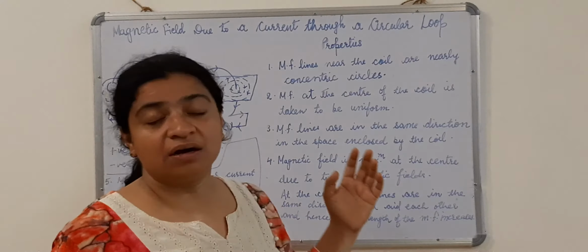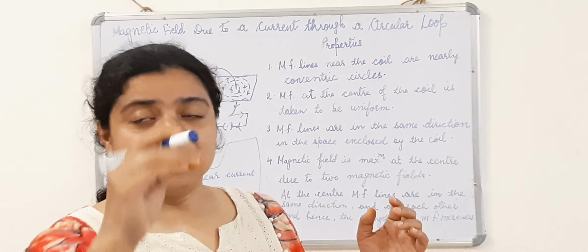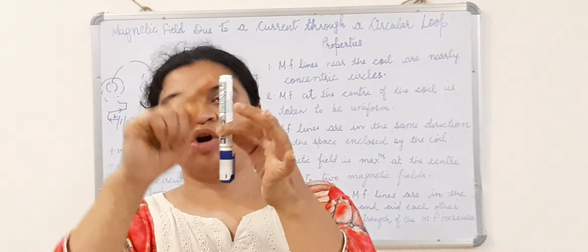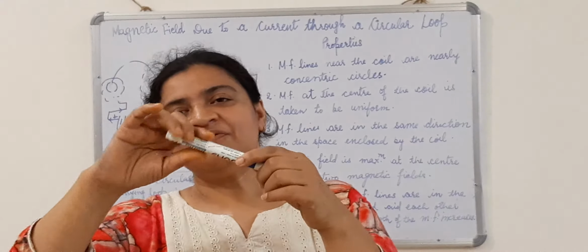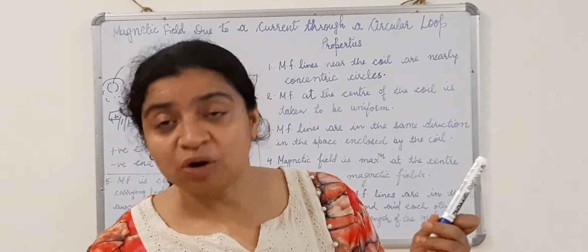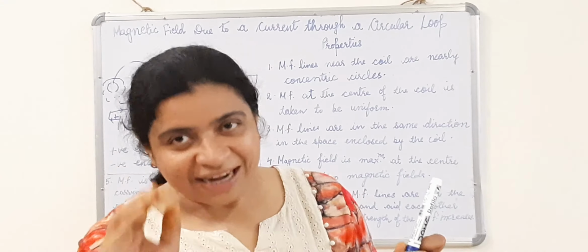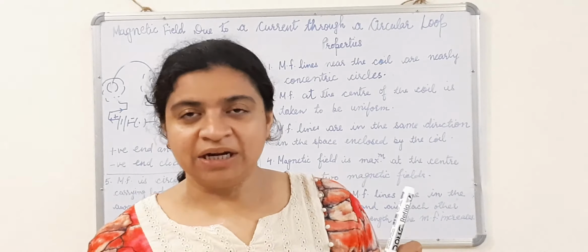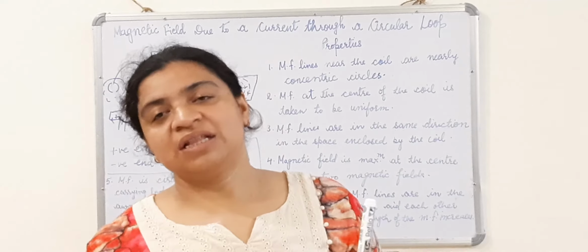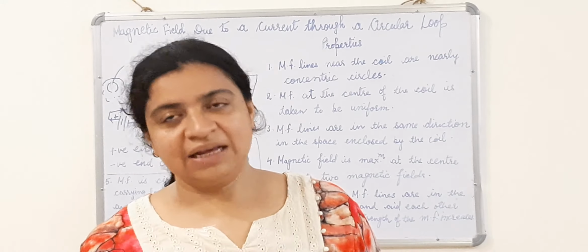So in this case it is better to use a circular loop than a straight conductor. A straight conductor carries current at one point. In that case, how will you increase the field? Straight remains straight. But if it is a circle, you can make loops and increase the number of turns. If there are n number of turns in the coil, there will be n number of magnetic fields produced in the coil. Hence it increases the strength of the magnetic field.